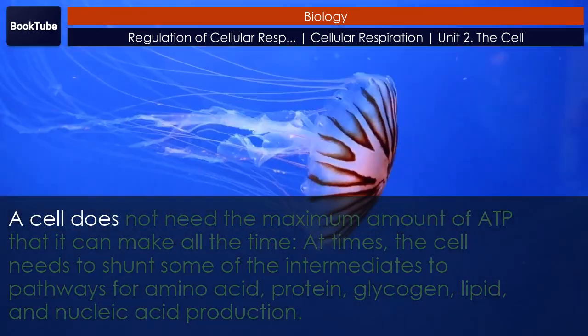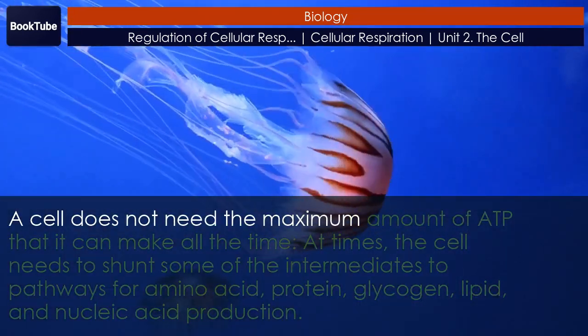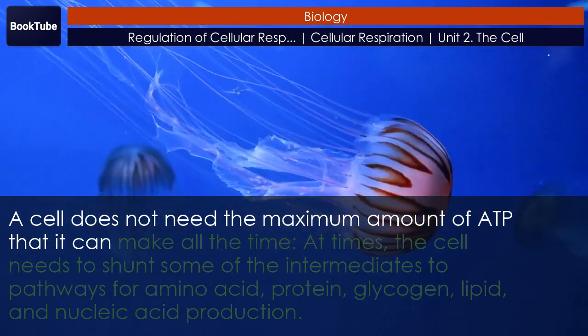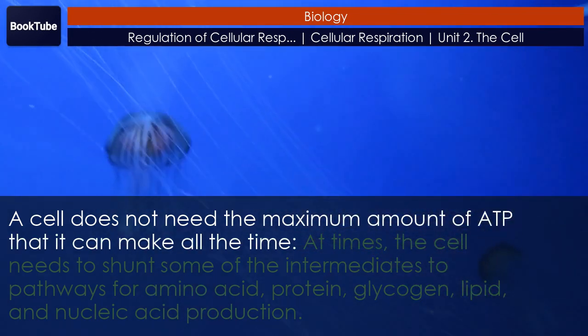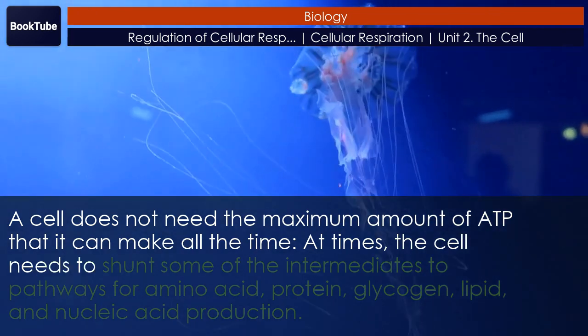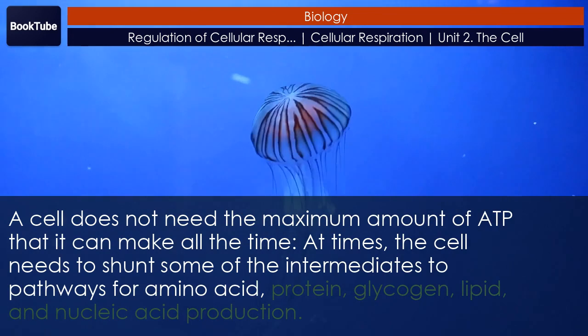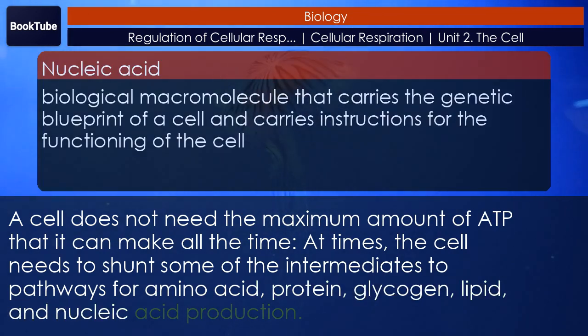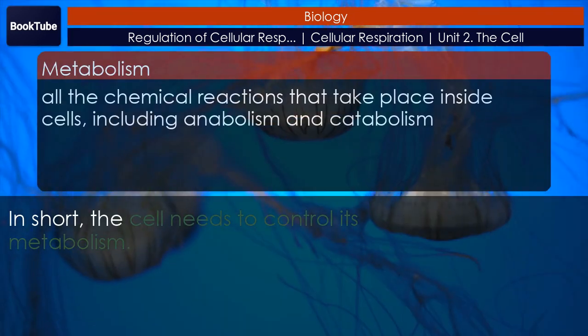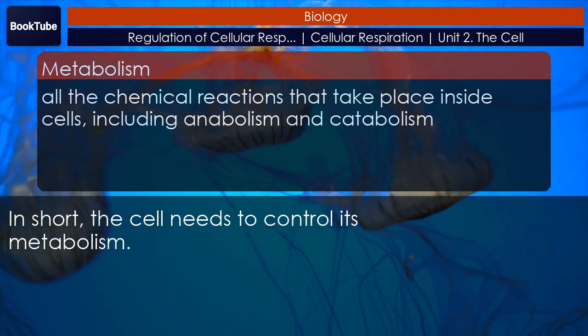A cell does not need the maximum amount of ATP that it can make all the time. At times, the cell needs to shunt some of the intermediates to pathways for amino acid, protein, glycogen, lipid, and nucleic acid production. In short, the cell needs to control its metabolism.